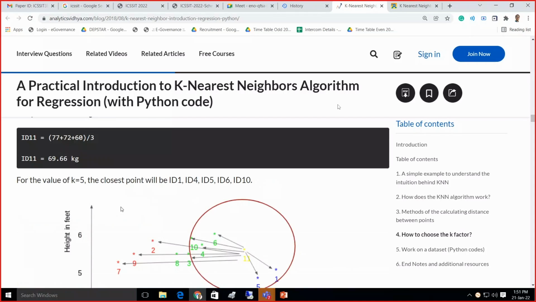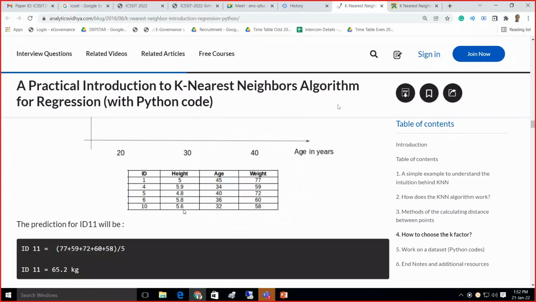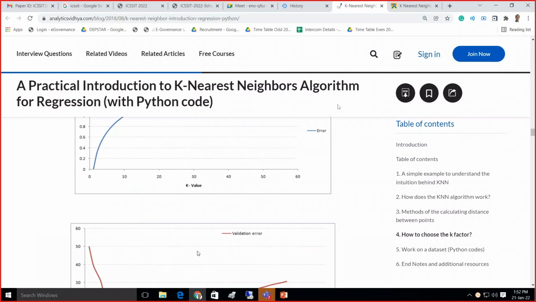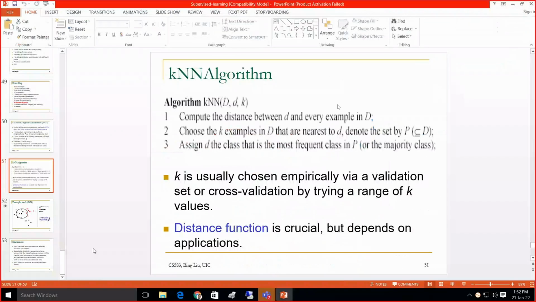Now a little change: if you change the value of k, the answer is also going to change. You can see here 65.2, because this time you are supposed to select 5 points. So you can say that the k nearest neighbor algorithm is highly dependent on the constant k, which is user defined. This is how you can solve k nearest neighbor. Now there are some strengths and weaknesses.